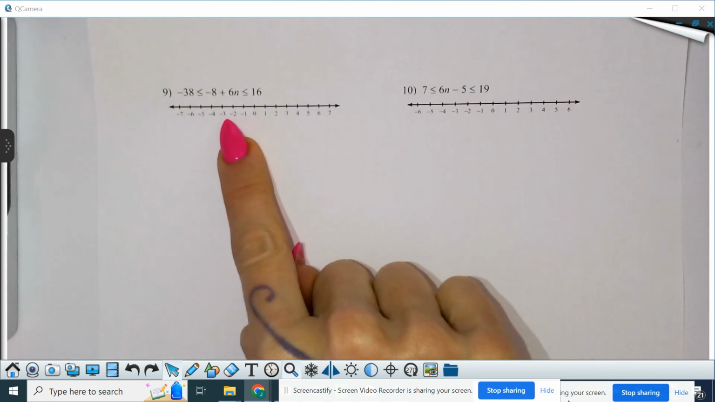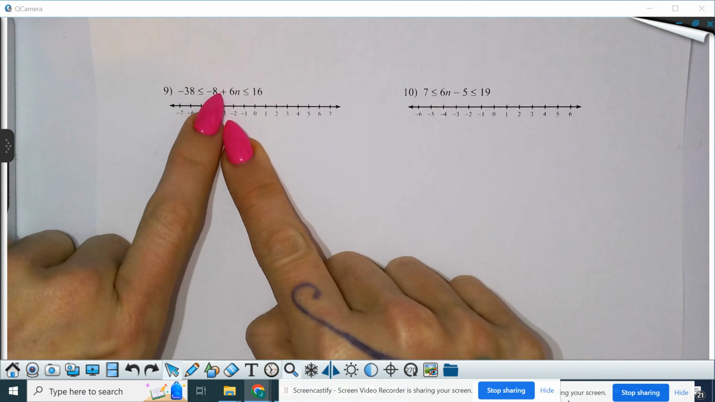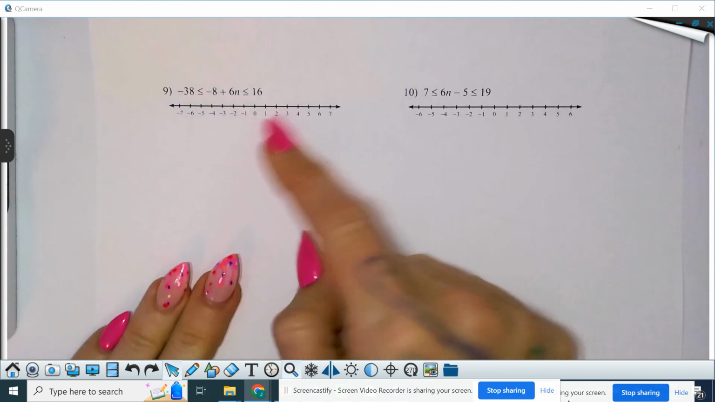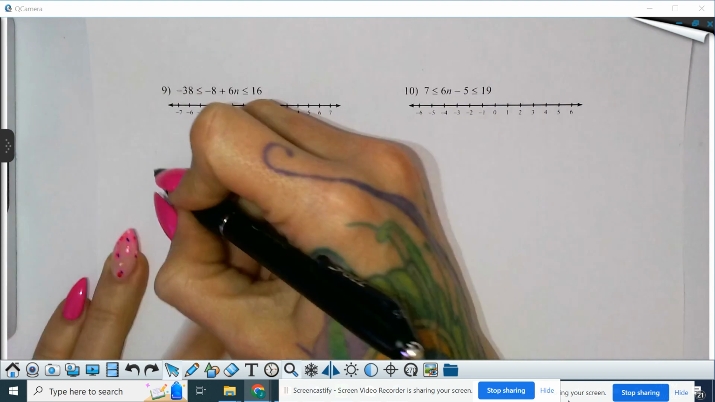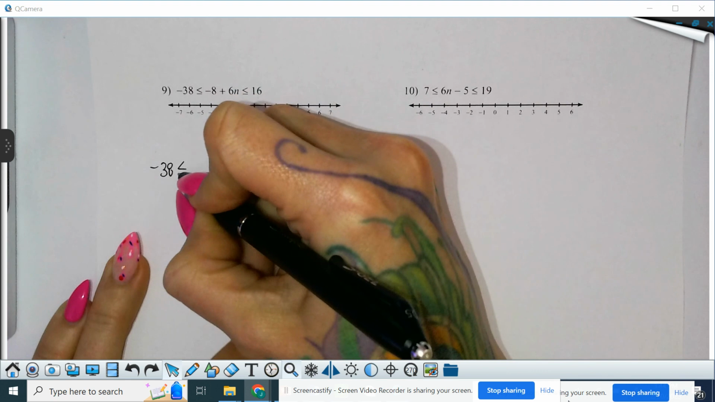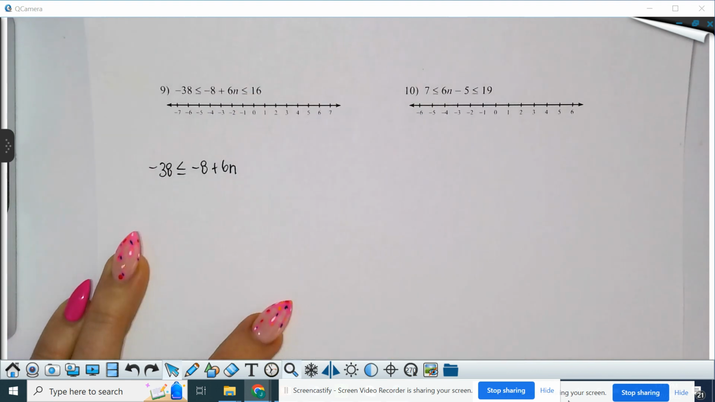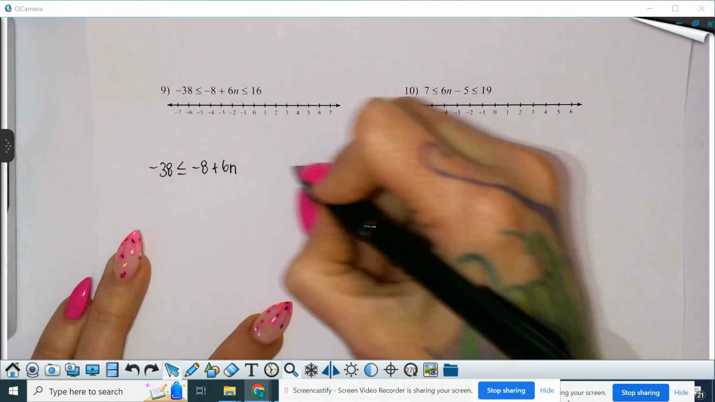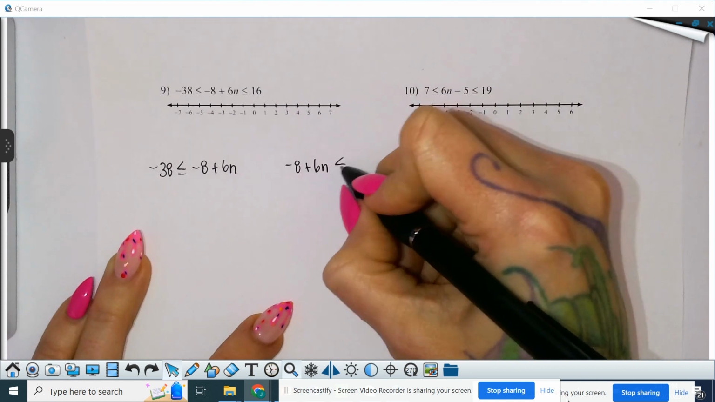So I'm going to do this one with you guys. Negative 38 is less than or equal to negative 8 plus 6n. Stop your sentence. Okay, so don't panic, but stop right there. So we're going to do negative 38 is less than or equal to negative 8 plus 6n. That's our first inequality. And negative 8 plus 6n is less than or equal to 16.